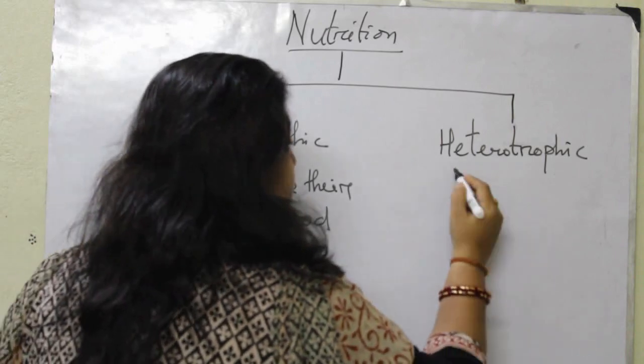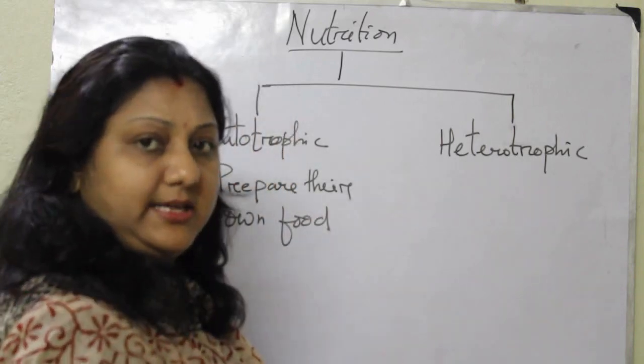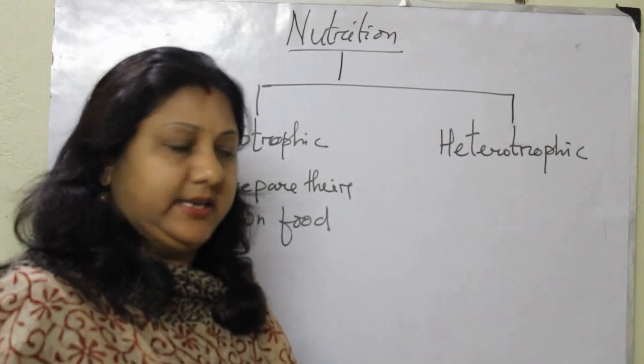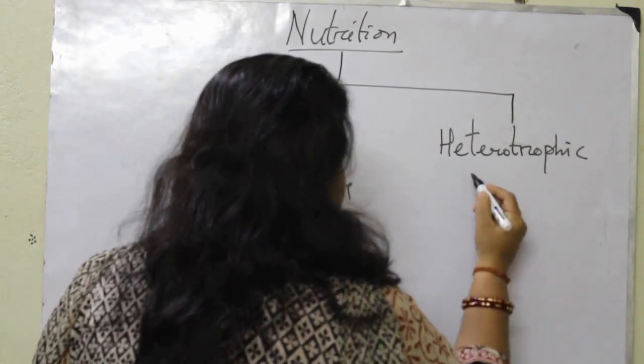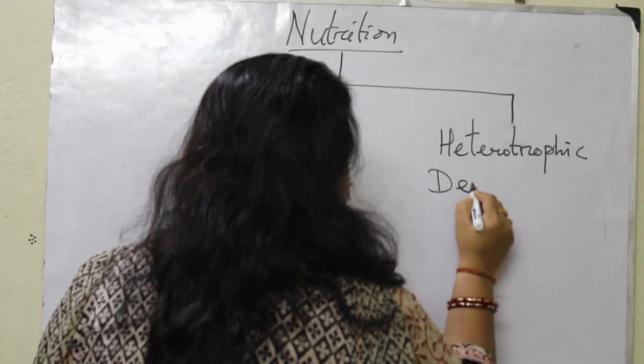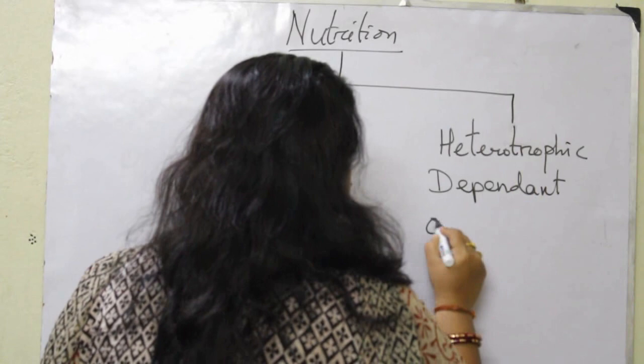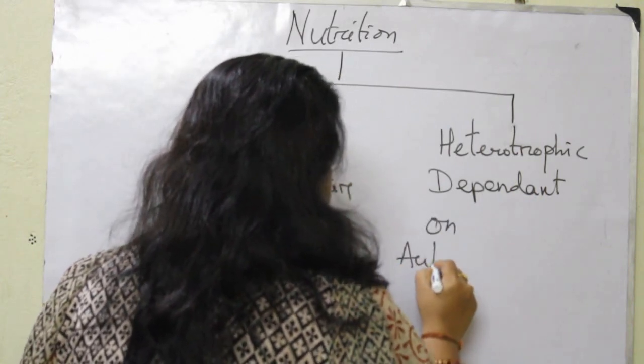So heterotrophs: hetero means other, auto means on their own. Hetero means on other organisms, so it is not the same organism. So they are dependent on autotrophs.